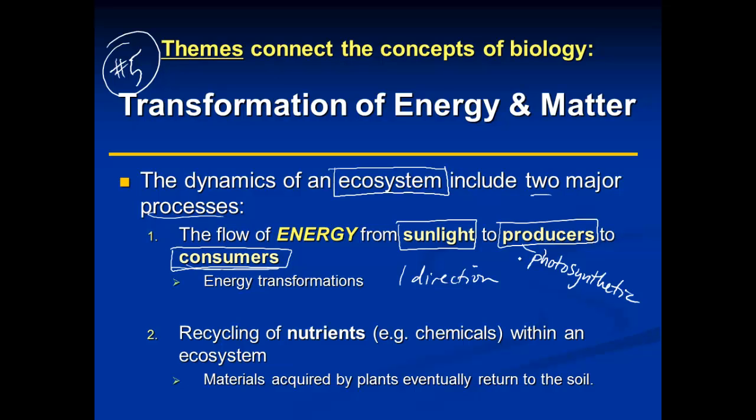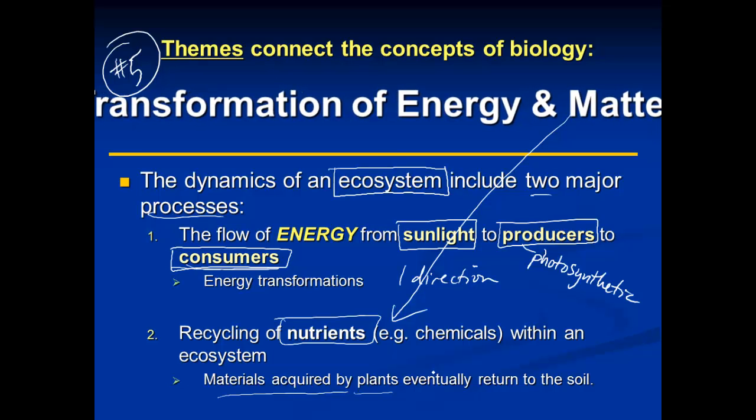The other major process is the recycling of nutrients, chemicals, molecules within an ecosystem. Matter. Nutrients are required as an energy source for many organisms. So many of us, heterotrophs, must obtain energy in the form of nutrients. Nutrients are also important for many enzymes to function properly. Rather than moving in one direction through an ecosystem, as energy does in our previous example, as energy moves through the food chain, nutrients, matter, move in a cyclical fashion through an ecosystem. They are recycled. Materials that are acquired by plants are eventually going to return to the soil when those plants decompose.